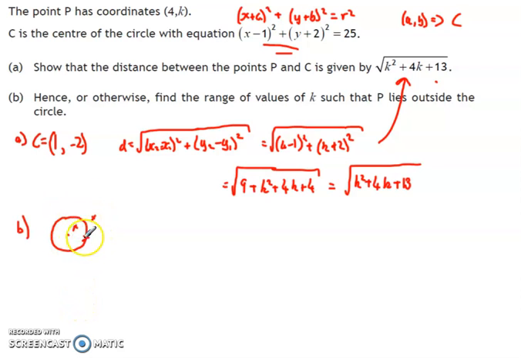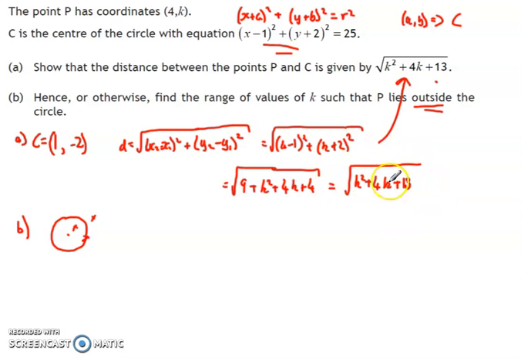Now remember, there's three conditions that could be used for each of these. First, if the distance between the centre and the point is less than the radius, then the point lies within the circle. If the distance between the centre and the point is equal to the radius, then my point lies on the circle itself. And if the distance between my centre and my point is greater than the radius, the point lies outside the circle, in the space beyond. That is the condition we want to satisfy in order that the point P lies outside the circle.